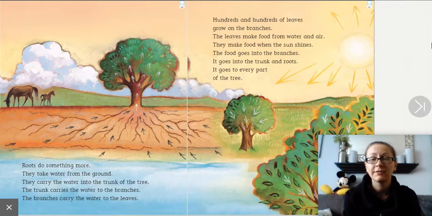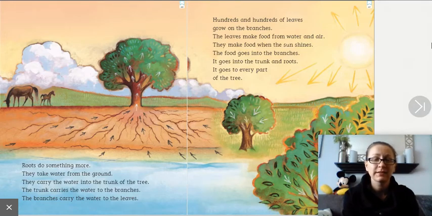Hundreds and hundreds of leaves grow on the branches. The leaves make food from water and air. They make food when the sun shines. The food goes into the branches. It goes into the trunk and roots. It goes to every part of the tree.